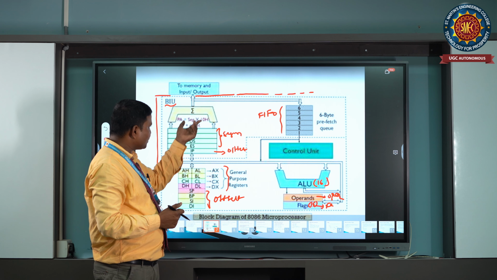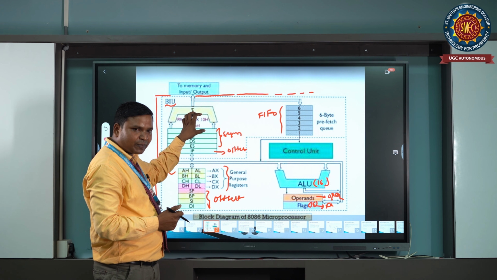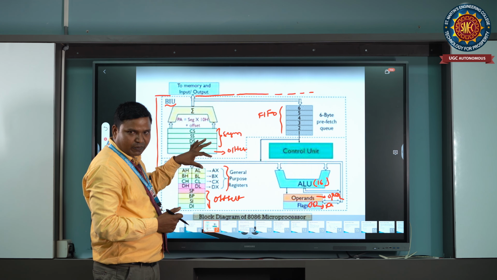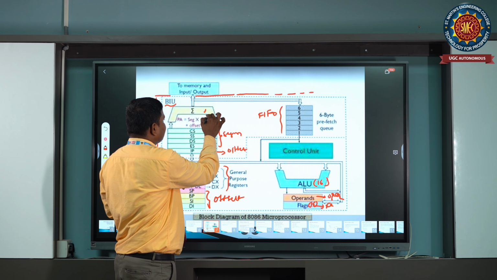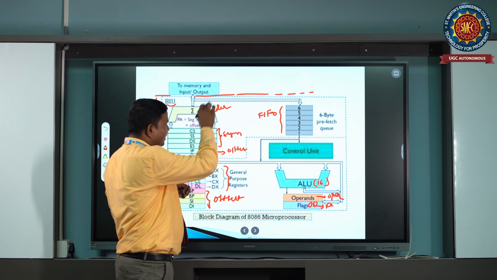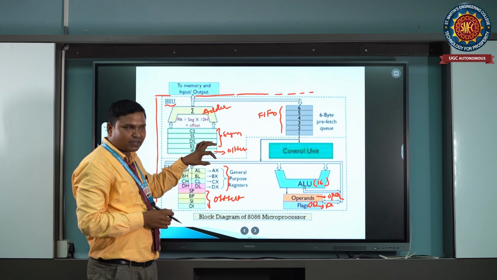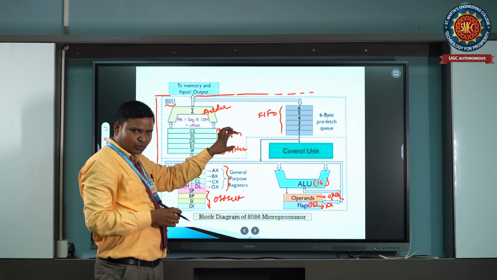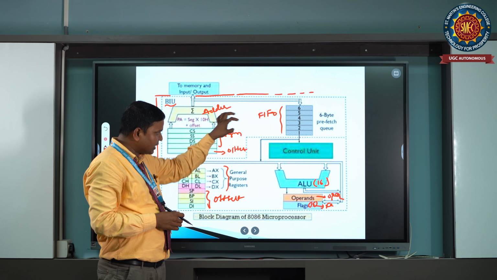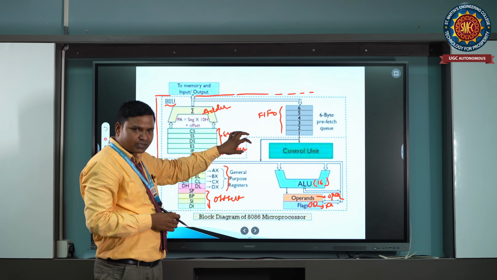In the adder we need to find out the physical address of the processor. So this is the adder. This is the small piece of information regarding what happens in the bus interface unit.